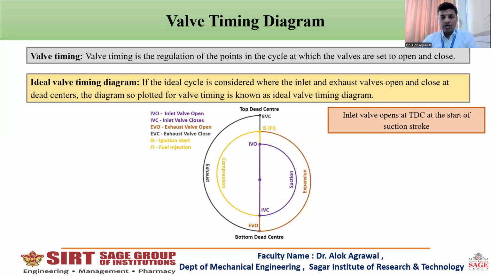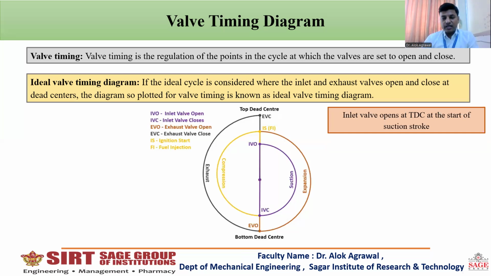Now once the suction stroke completes, inlet valve closes. In that case, both the valves are in closed position. Then the second stroke is compression stroke, which is seen here. In this stroke, the inlet and the exhaust valve both remain in a closed position. And when the compression stroke ends, there is ignition in case of a spark ignition engine, and there is injection in case of CI engine. So after the 180-degree revolution of crankshaft, there is sparking or fuel injection.